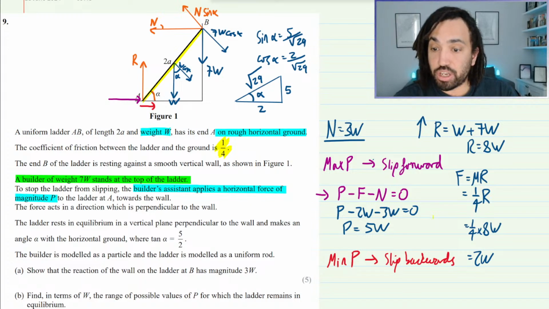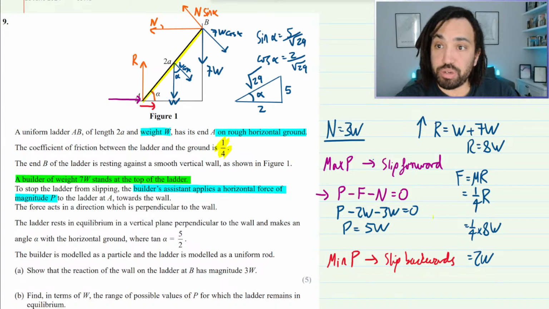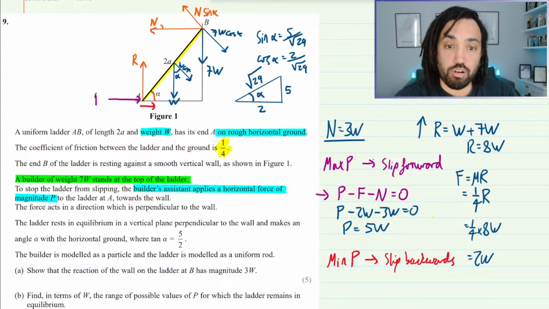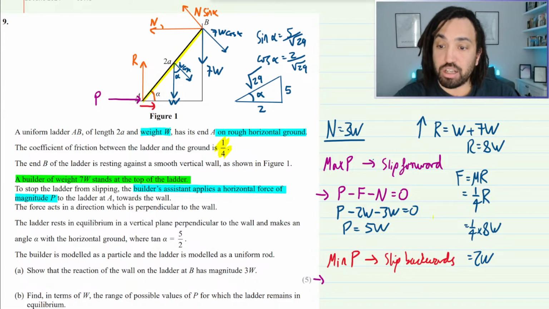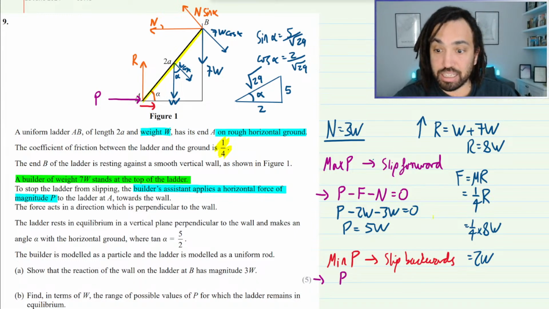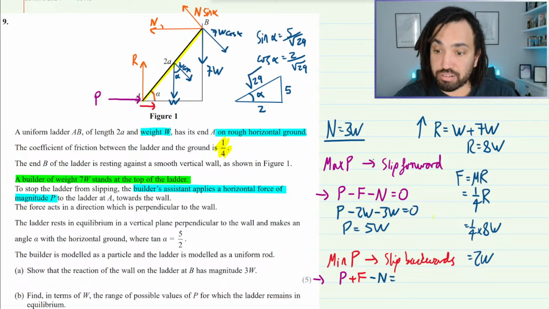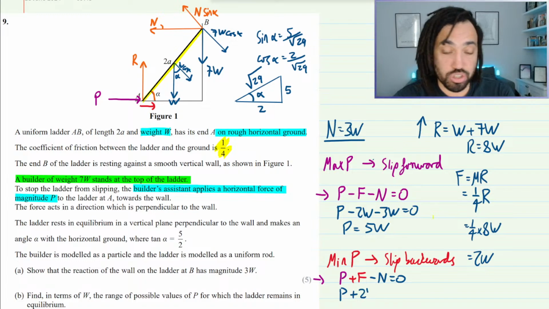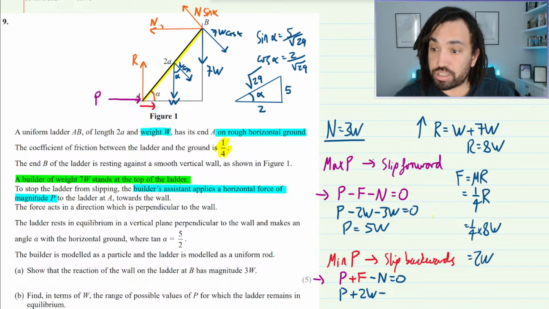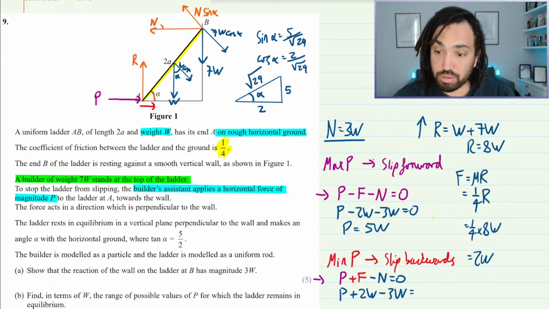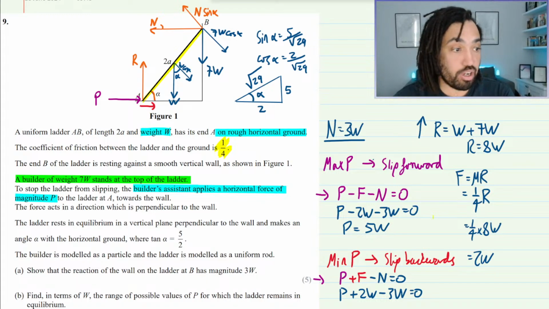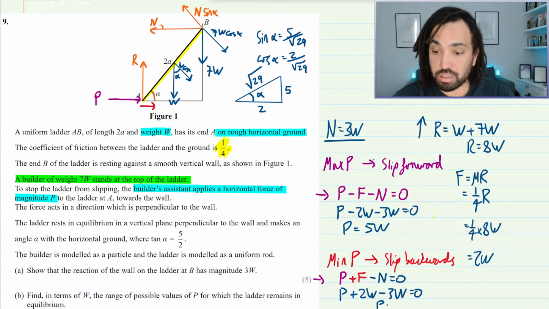Okay, so if it's going to the right, then our new equation of resolving horizontally is going to be P plus F. It's going to be going in the same direction as P, and that will equal N, or we could do minus N equals 0, same thing. Okay, so that's P plus 2W minus 3W equals 0. So in this scenario, P is equal to W.